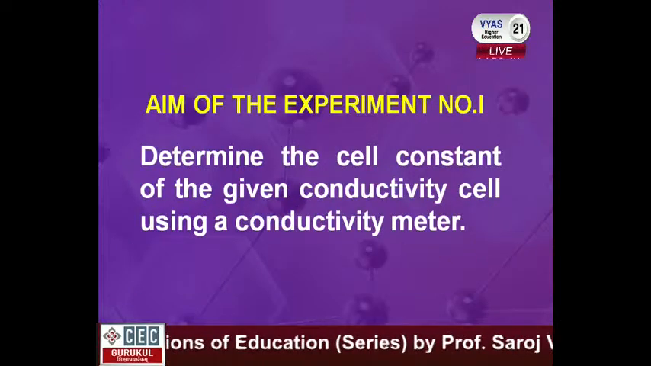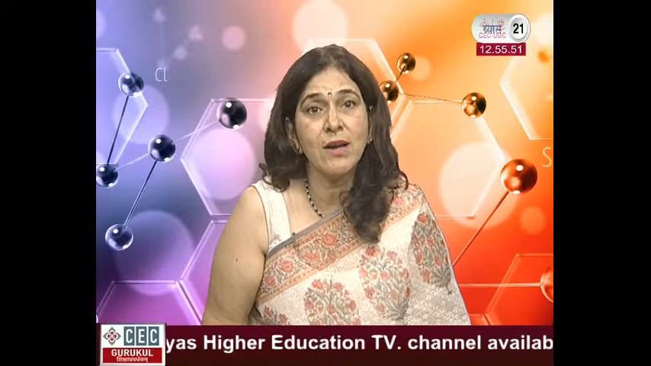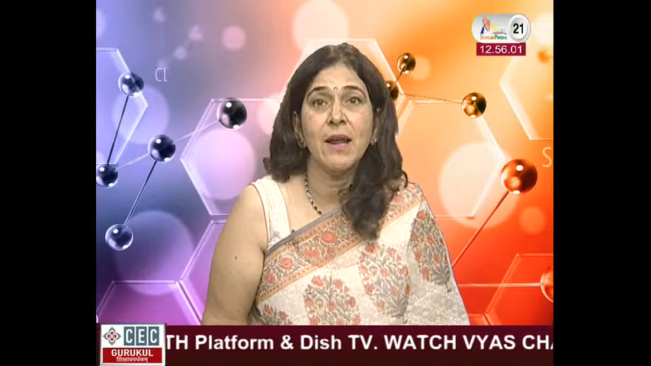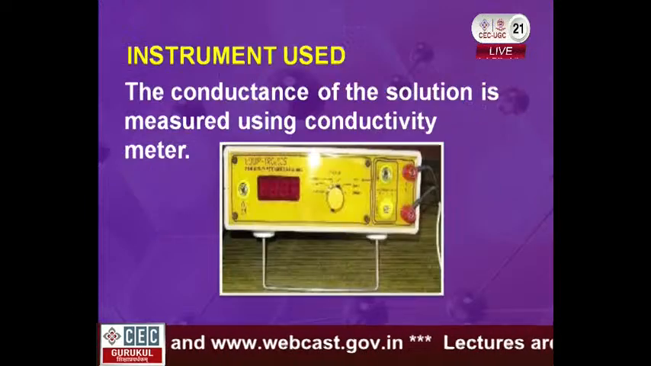If we have understood the concept of conductance and equivalent conductance, then we can perform a few experiments to understand how we can use our concepts to determine our cell constant, specific conductance, equivalent conductance. Today we will be discussing our experiment number 1. Aim of the experiment is to determine the cell constant of the given conductivity cell using a conductivity meter.